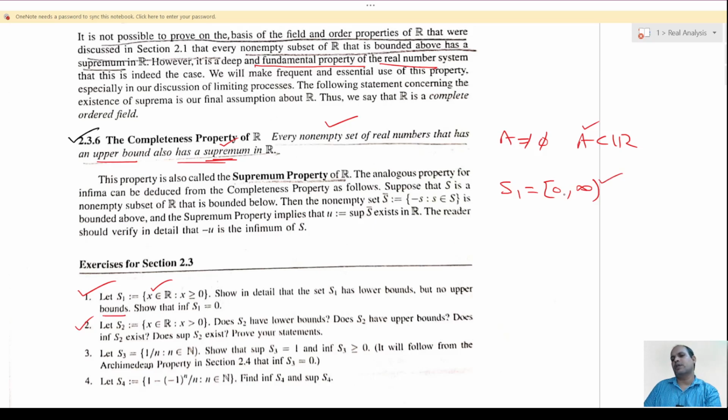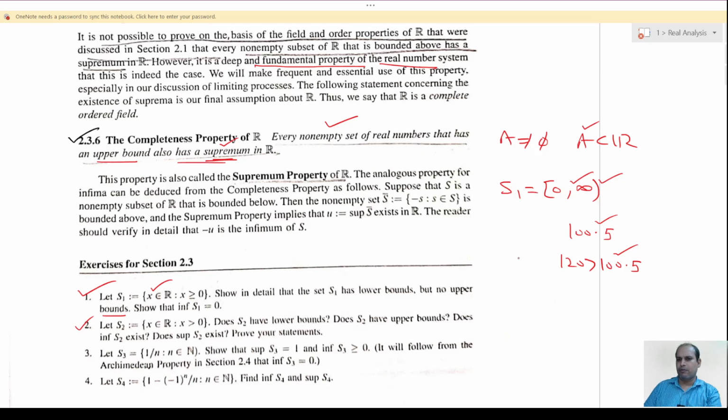Why? Because it has no upper bound. Suppose someone is giving us an upper bound, say 100.5. So to discard that this one is not an upper bound, I need to produce at least one member from this set, say 120, which exceeds this 100.5. So in this way, every claim of an upper bound will be discarded. So this set is not bounded above.